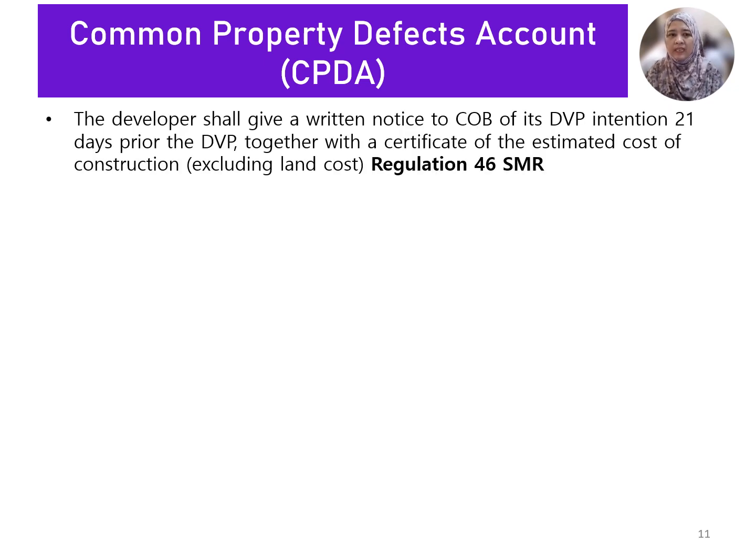Now, first of all, developer shall give a written notice to COB of its DVP intention 21 days prior to the DVP. So sebelum nak serah kunci, before the delivery of vacant possession itu, developer must give notice to COB of its intention. Niat dia tu, niat dia akan deliver the vacant possession 21 days from this notice. Dia ada syarat tu. So 3 minggu sebelum kejadian, 3 weeks before the delivery of vacant possession, the developer must give notice to the COB yang dia akan serah kunci 3 minggu lagi.